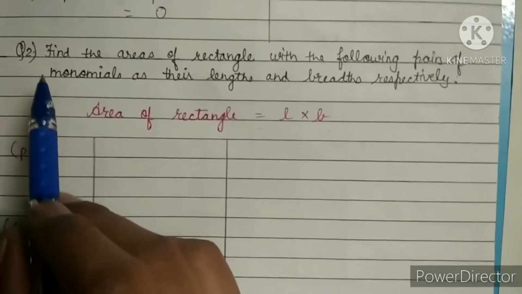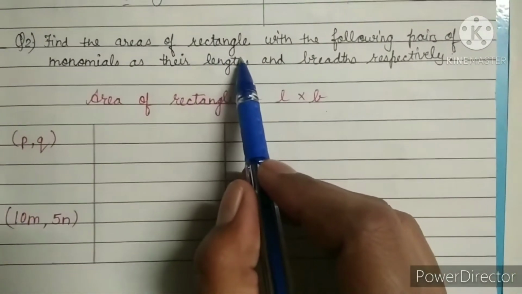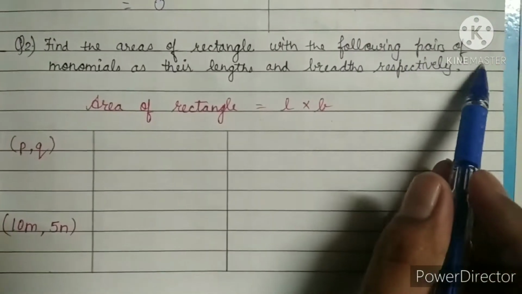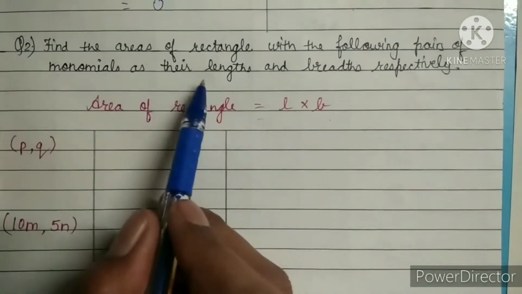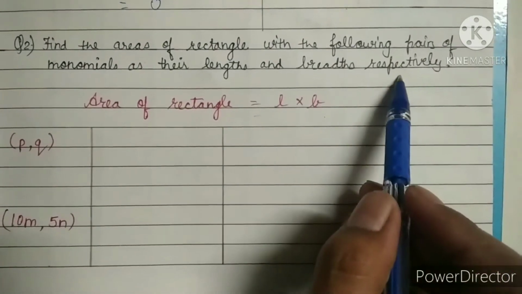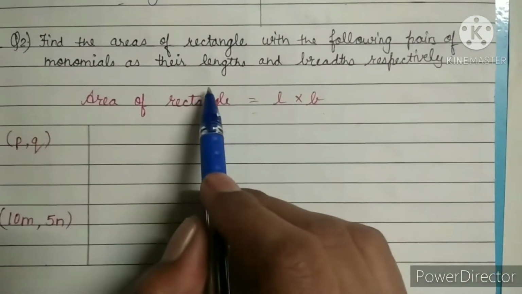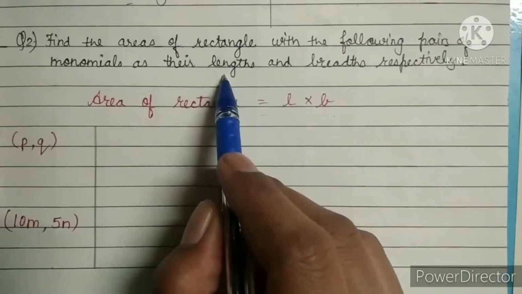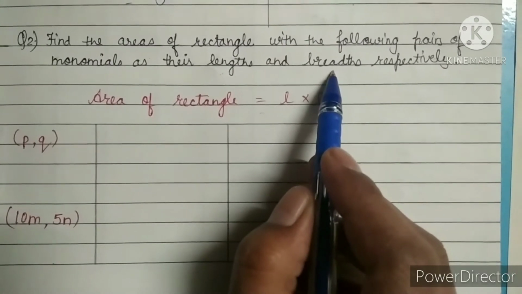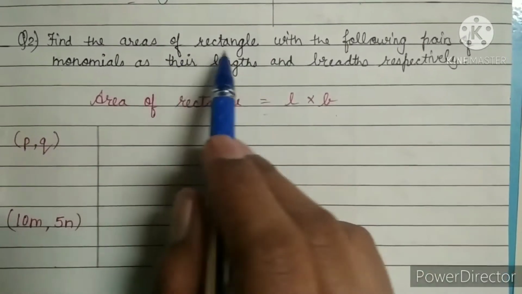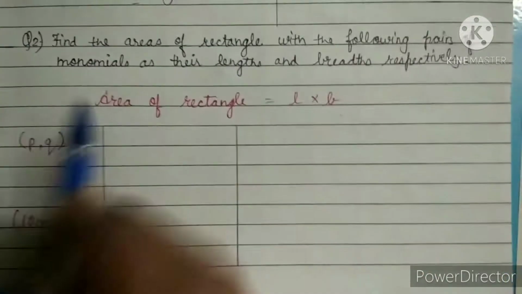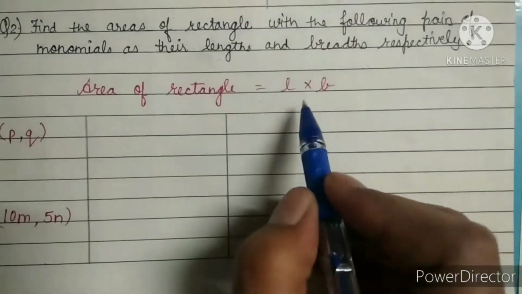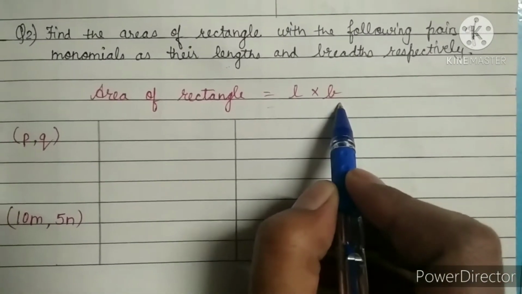Question number two is: find the areas of rectangles with the following pairs of monomials as their length and breadth respectively. It means the first expression is the length and the second expression is the breadth. So we have to find the area of the rectangle. We know the area of a rectangle is length into breadth.